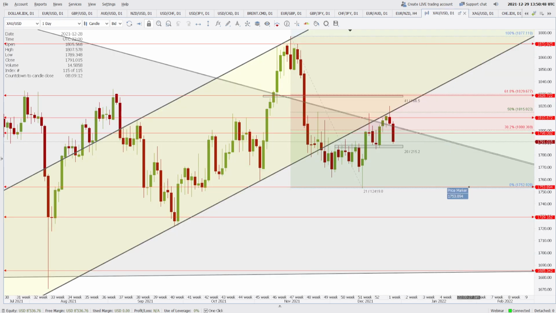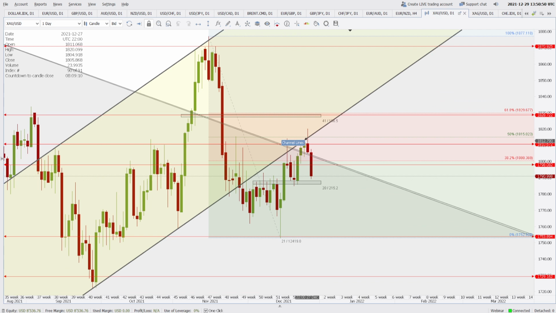Talking about the gold, it got rejected at the 50%, that is 1815 area, and gave us a bearish pin bar. Today there was a nice follow-up. 1790 is where the price is trading right now. I'm not expecting any buyers to push the price higher from here, and actually I'm expecting 1753 to be tested in this market soon.